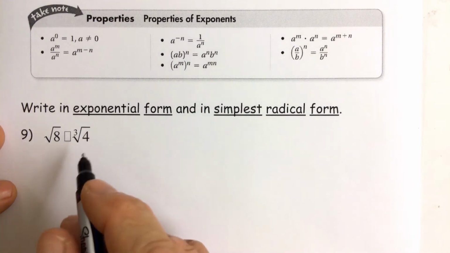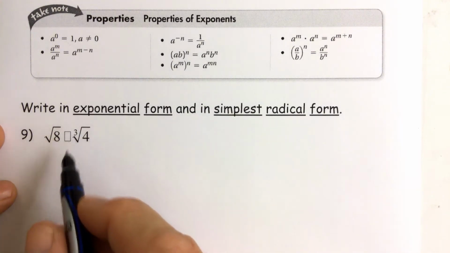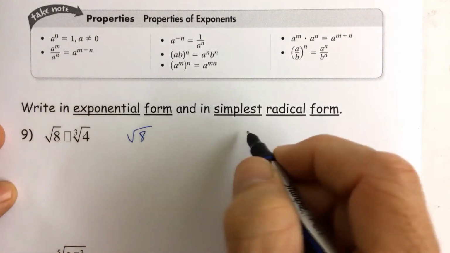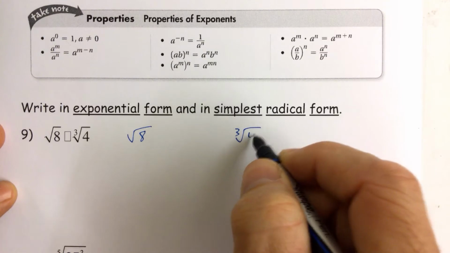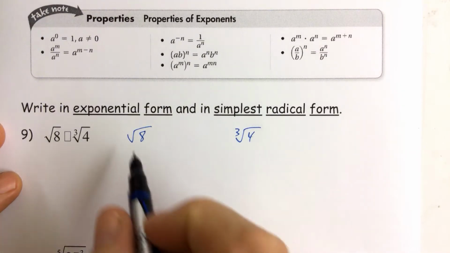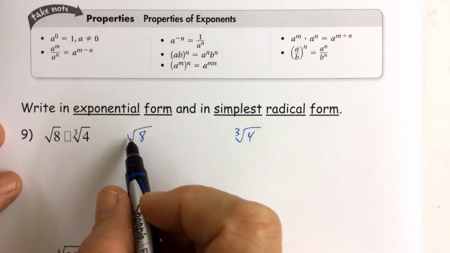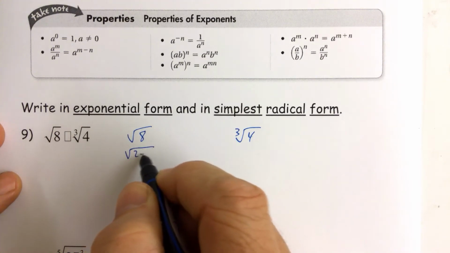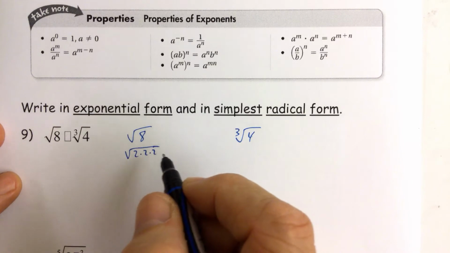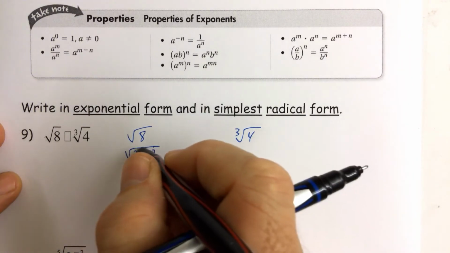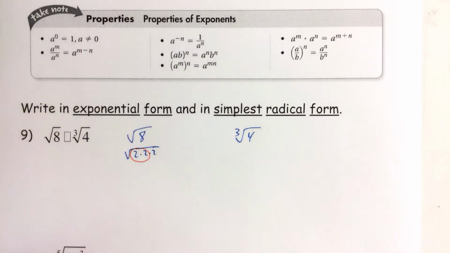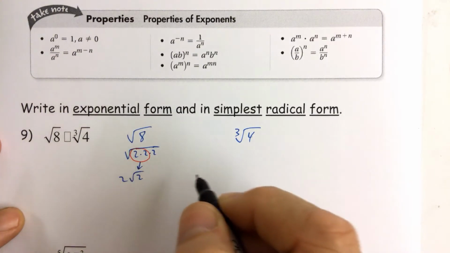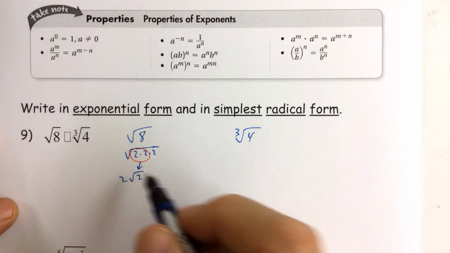Well, I don't remember what I'm supposed to be doing here. I'm thinking that these are two separate problems, so we're going to treat them as two separate problems. We have the square root of 8, and we know the square root of 8 can be written as square root of 2 times 2 times 2. And we're looking for groups of 2, just like go fish. We bring a group of 2 out, and we have 2 radical 2. Well, that's simplest radical form.